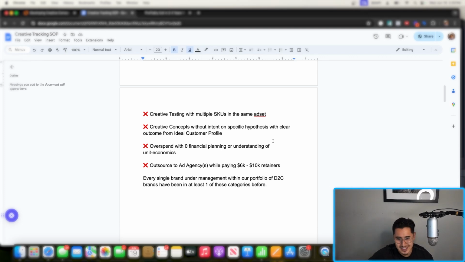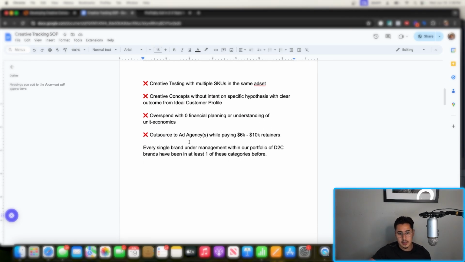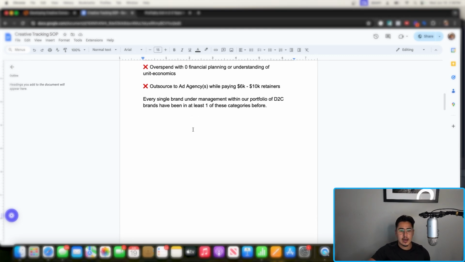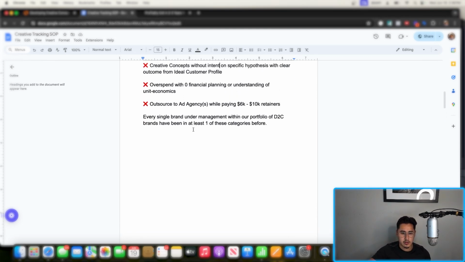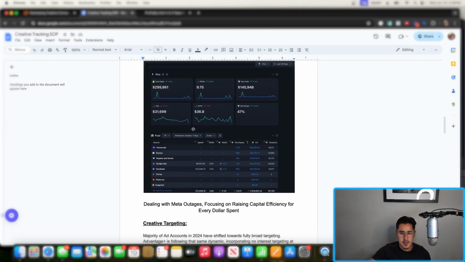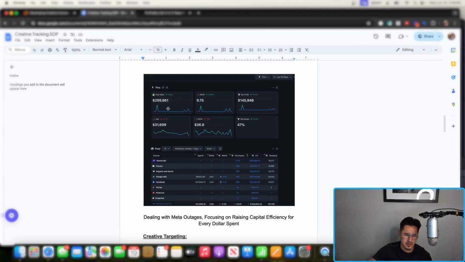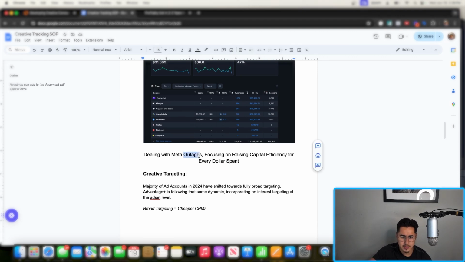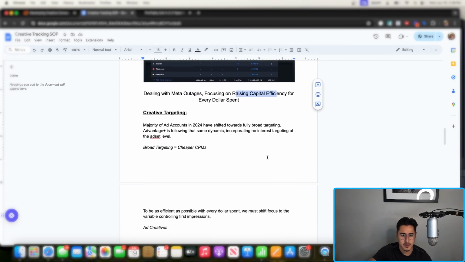Creative concepts without intent on specific hypothesis with clear outcome on ideal customer profile. It's literally agencies, contractors, doesn't matter. People are still throwing random stuff at the wall and hoping it sticks to this day. There's an overspend with zero financial planning or understanding. A lot of outsourcing, paying 6 to 10K retainers to get creative. Now, every single brand under management within our portfolio has been in at least one of these categories. This was last 30 days. We did generate over 300K for one of our partners in our portfolio. And this is with dealing with Meta outages, focusing on raising capital efficiency for every dollar spent.